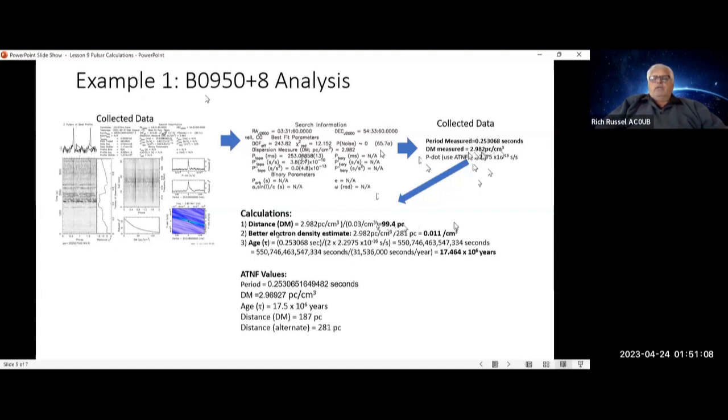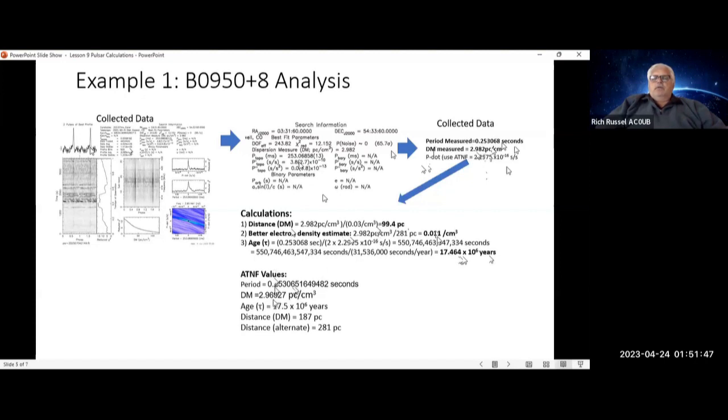Now, if we look at a better electron density estimate, we end up with 0.011 electrons per centimeter cubed. The age equals 17.464 times 10 to the 6 using that equation. If you look at the ATNF values for this, the period is 0.253065, and the actual measurement came out very close to that.